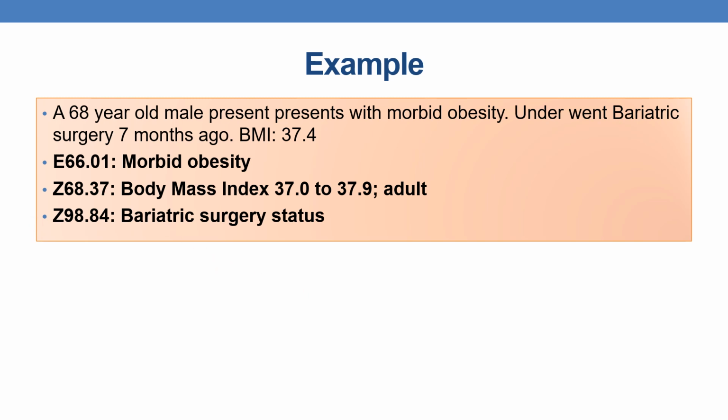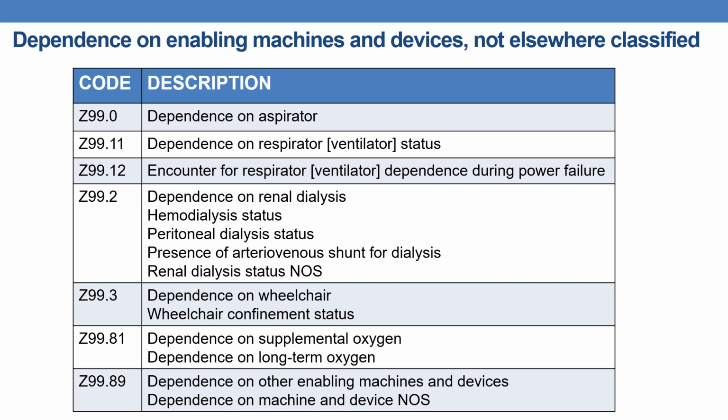Now coming to the final Z99 category. Z99 deals with dependence on enabling machines and devices not elsewhere classified. The first code is Z99.0, indicates the dependence on aspirator. The next is Z99.11. It indicates the dependence on respirator or ventilator status. The next is Z99.12. It indicates encounter for respirator dependence during power failure.